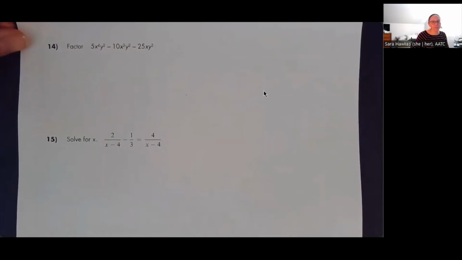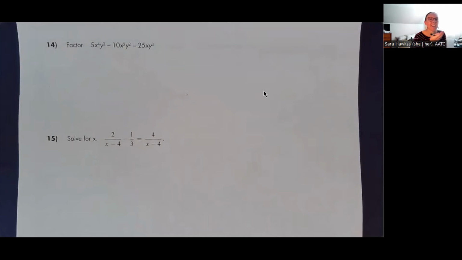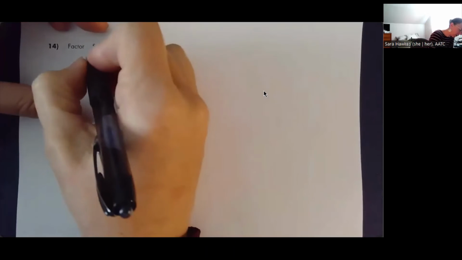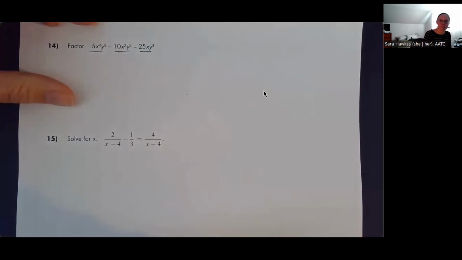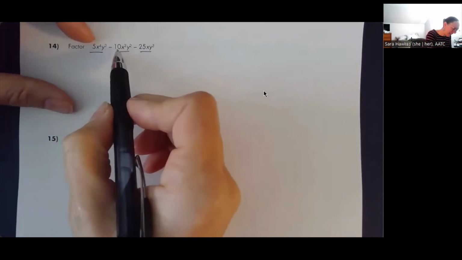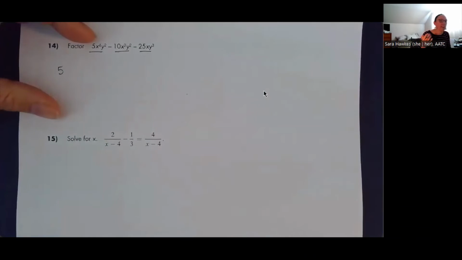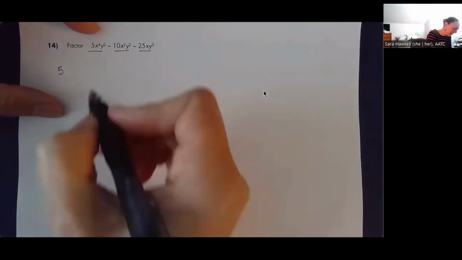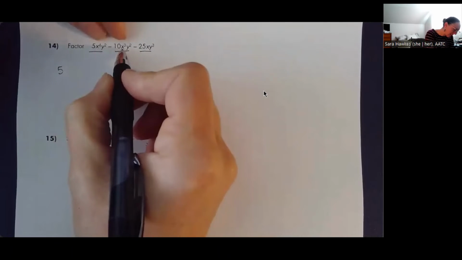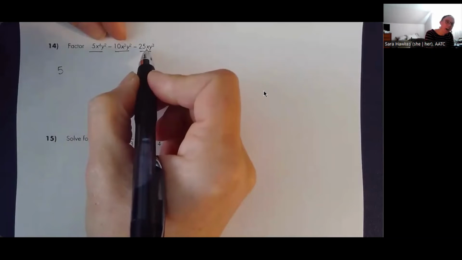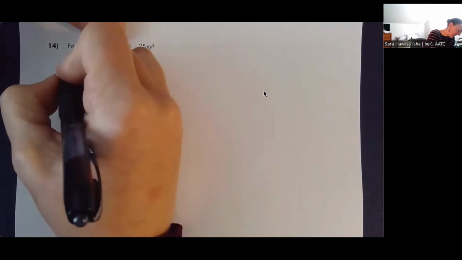Next up, I've got a factoring problem. And the first thing that I always want to do when I walk into a factoring problem is to see if there's a greatest common factor that we can pull out of all terms in the expression. So if I look at these 3 terms, 5, 10, and 25 certainly all have 5 as a common factor. And then if I think about the x's and y's, I've got 4 x's here, 2 x's here, and 1 x here. So the highest number of x's that I can pull out is just x.